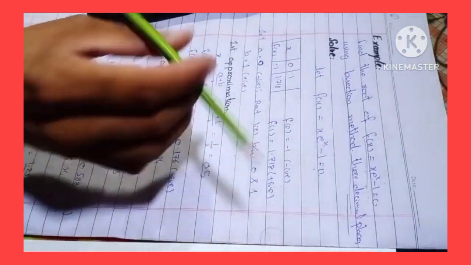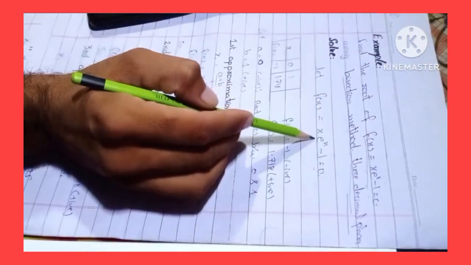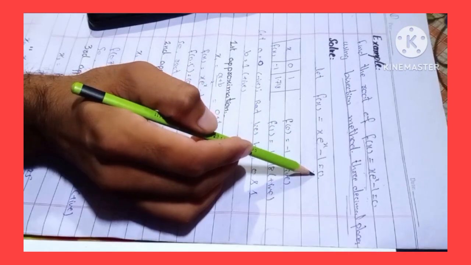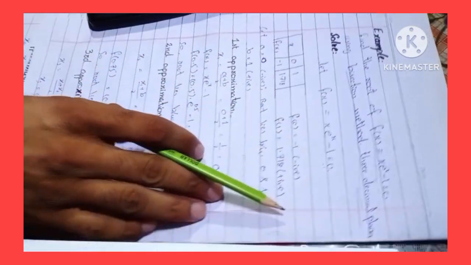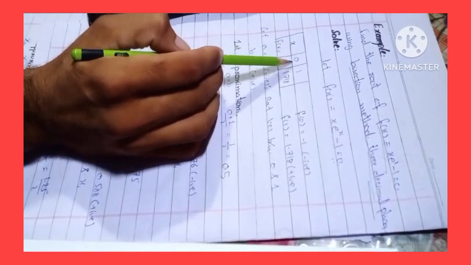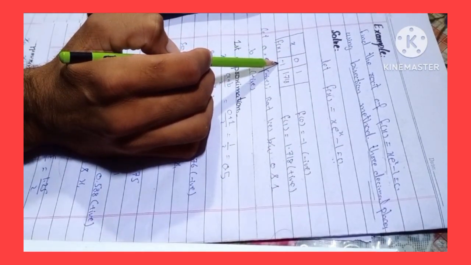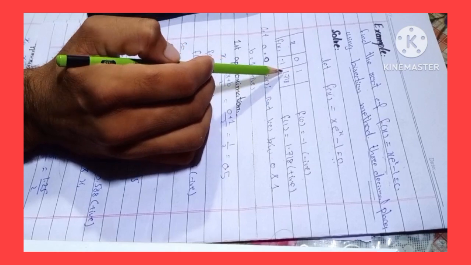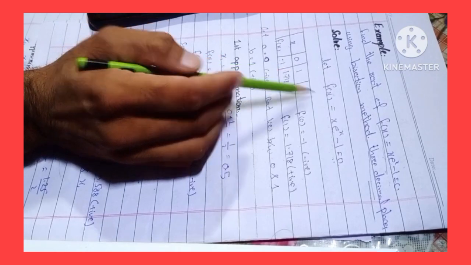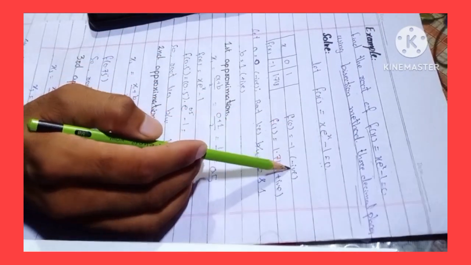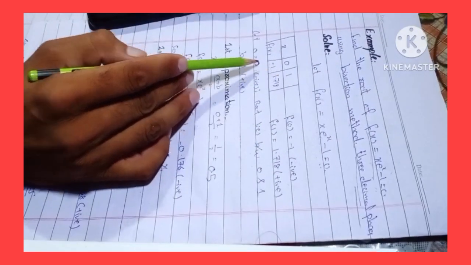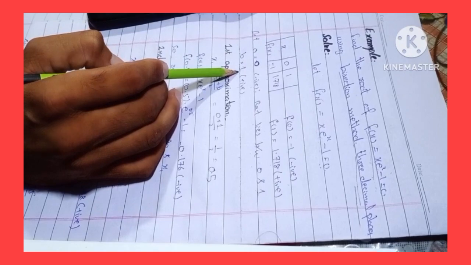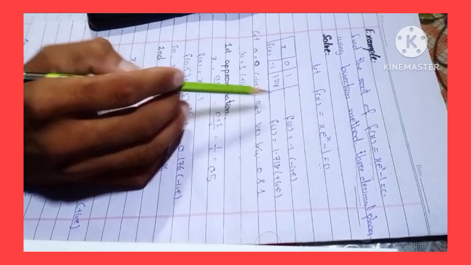And solve it. Let f(x) = x e^x - 1 = 0. First we find the root. Put x = 0, which gives us minus 1. Put x = 1, which gives us a positive value. f(0) is a negative value, f(1) is a positive value. Let a = 0, which means negative, and b = 1, which means positive.